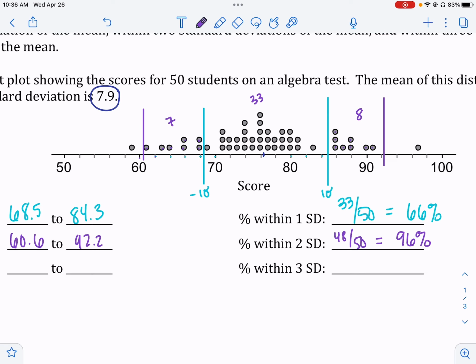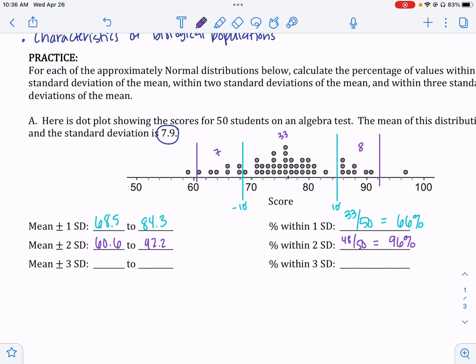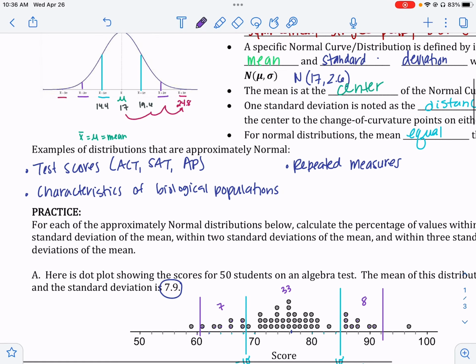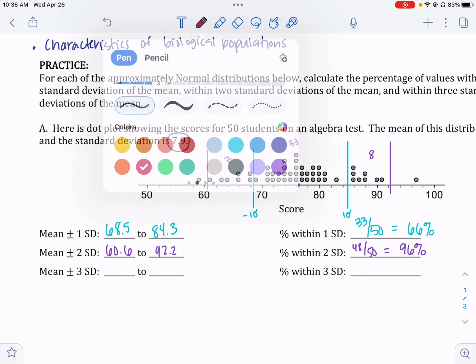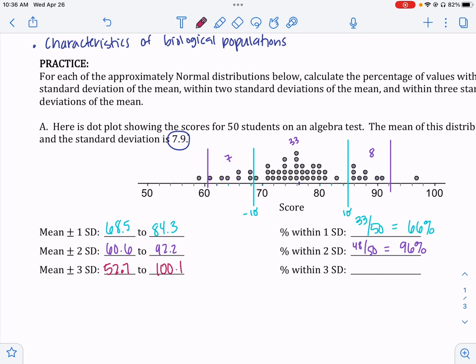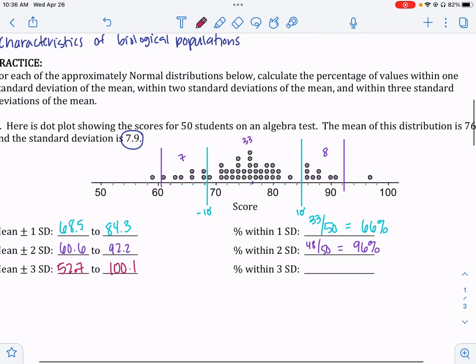But then you'll always have your students that are a little bit further away. And so let's do this last standard deviation, this third one out here to the side. Once again, I'm going to take these numbers that we have over here, and I'm going to add and subtract that standard deviation one more time. So 92.2 plus 7.9. Oops, sorry. And I'm going to do 60.6 minus 7.9 again, and that's going to give me 52.7.